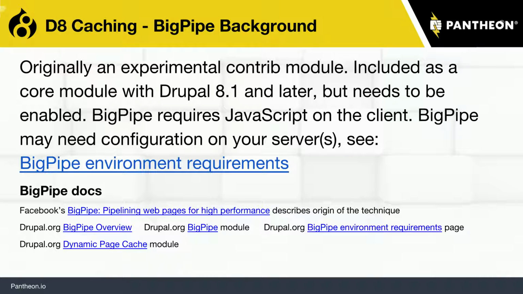So BigPipe originally was an experimental contrib module. It got included in core in 8.1. It needs to be enabled. BigPipe uses JavaScript on the client side, exactly like Ajax, like I explained to you earlier. And there's a lot of little explanations on it. Also, your server environment has to be able to support certain qualities that BigPipe needs. So if you think you're going to use BigPipe, you need to enable it. You have to take it for granted the client's going to have JavaScript, and your server needs some settings that are going to work with it.